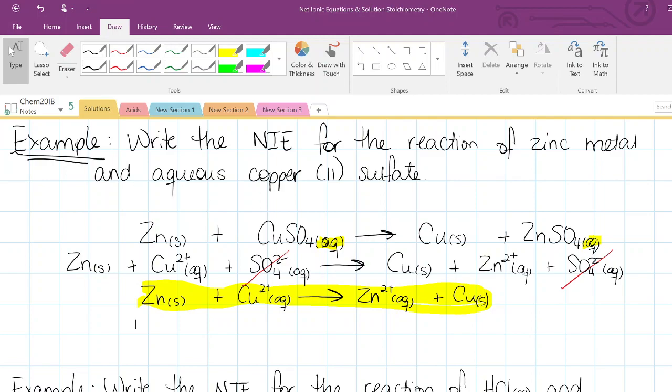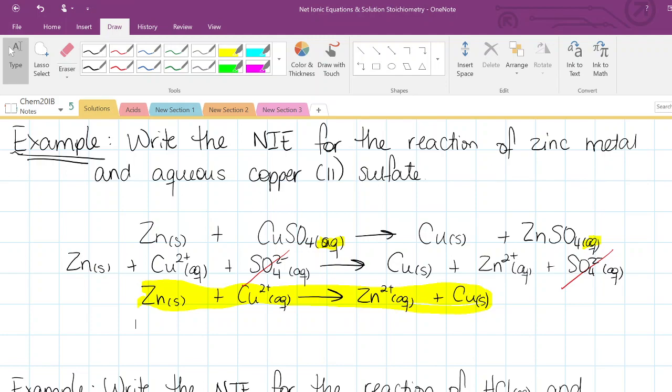The other thing I wanted to point out is that the reason I didn't cancel out the zincs or copper is because notice that this is copper solid with no charge, and this is copper 2+. So those are two separate entities. That's why they can't cancel out.